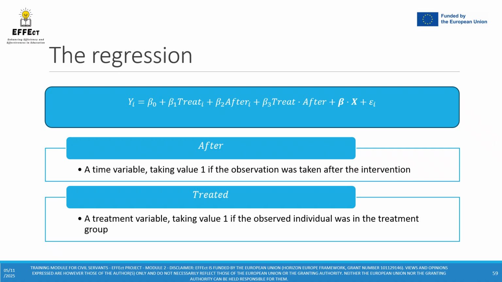If we have the treatment group, but before the treatment, we would have beta 0 plus beta 1. Why? Because after would be equal to 0, and therefore treatment times after would also be equal to 0. And then finally, if we have the treatment group after the treatment, then treatment is equal to 1, after is equal to 1, therefore treatment times after is also equal to 1, and we have beta 0 plus beta 1 plus beta 2 plus beta 3, which establishes why beta 3 captures the difference in differences.